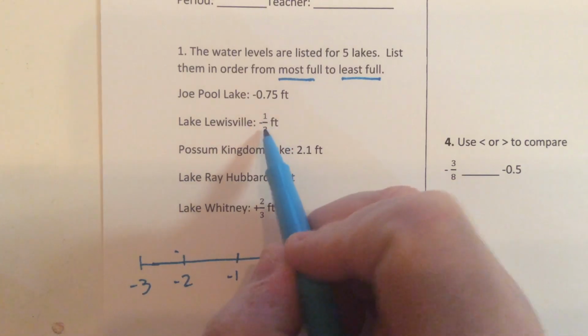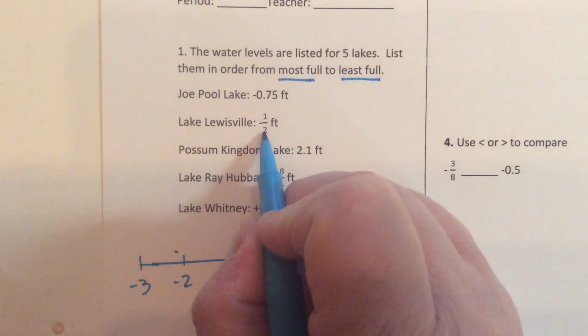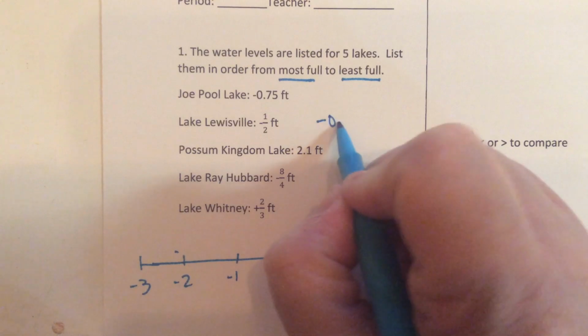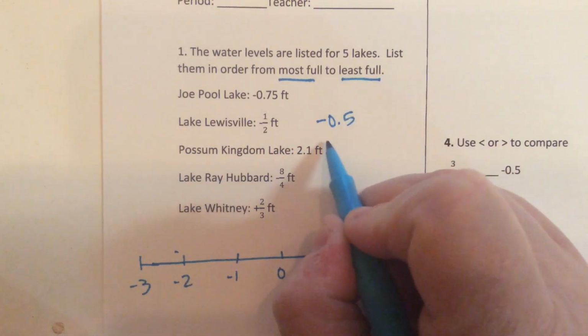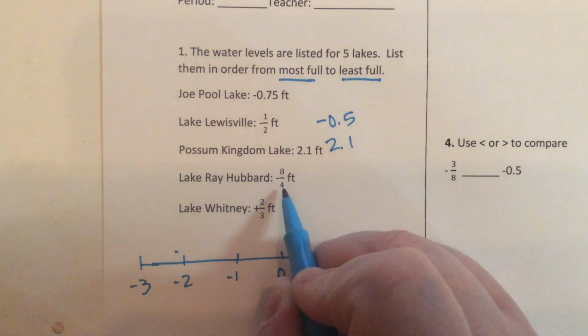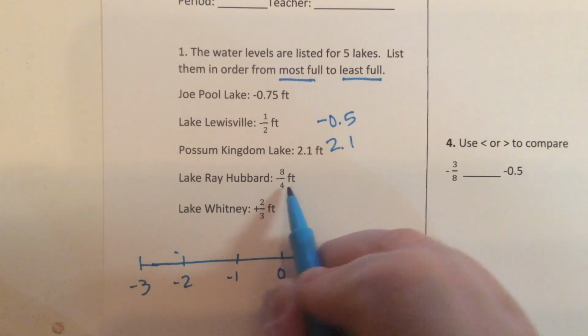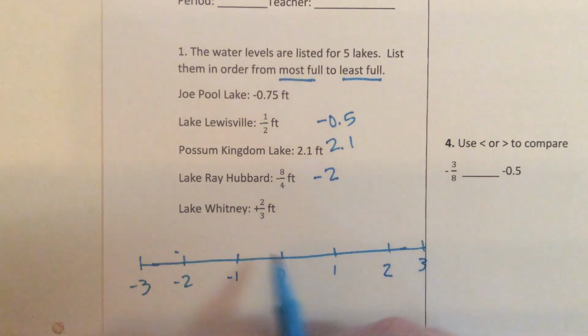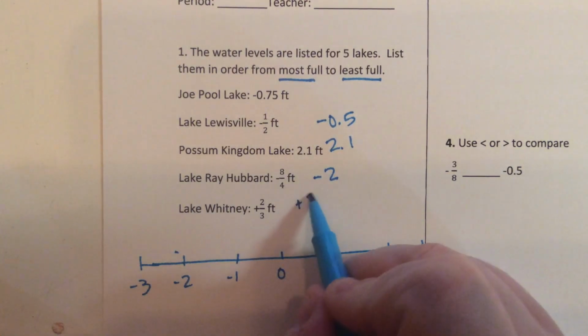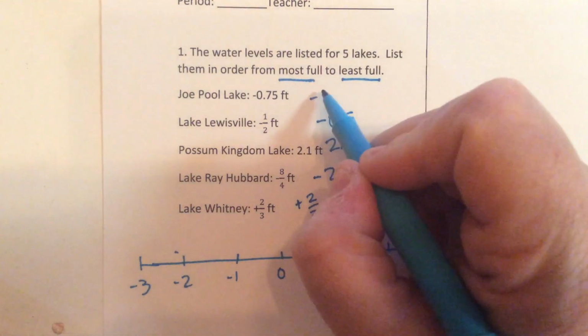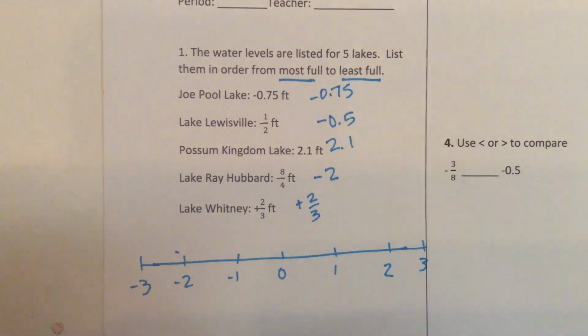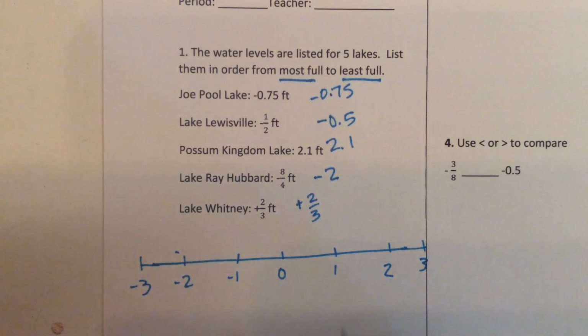Okay, so this is a decimal. Negative 1/2 is negative 0.5. This is positive 2.1. Uh-oh, negative 8/4. What's 8 divided by 4? 2. So that's at negative 2. And positive 2/3. And this is already negative 0.75 feet. Okay, well that's pretty easy. Actually, we didn't have to really do much there at all.